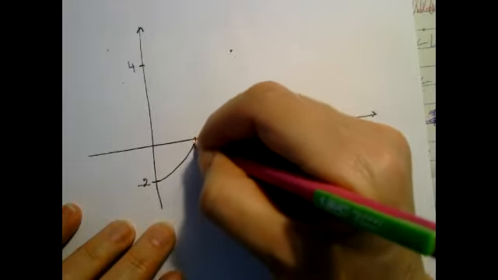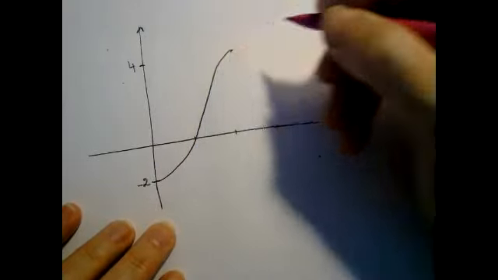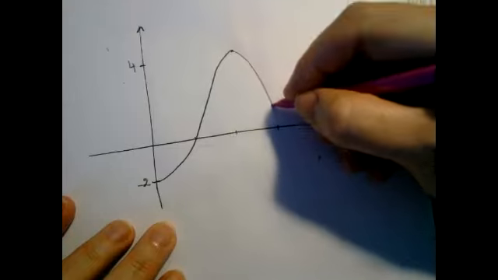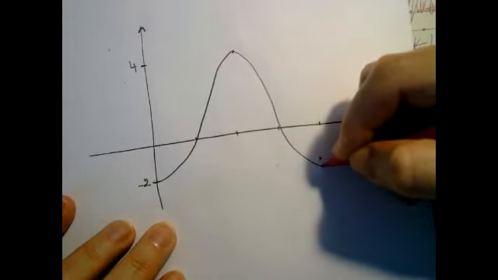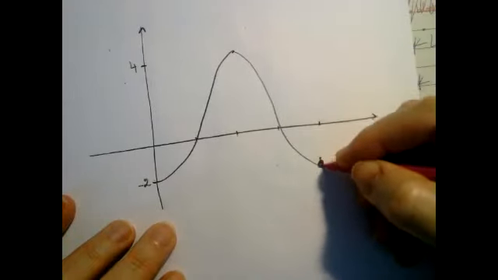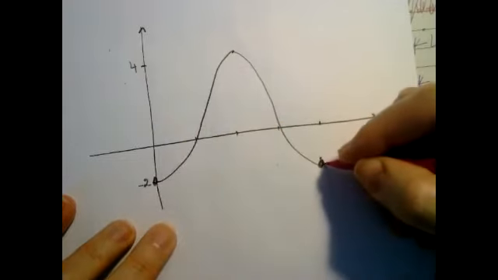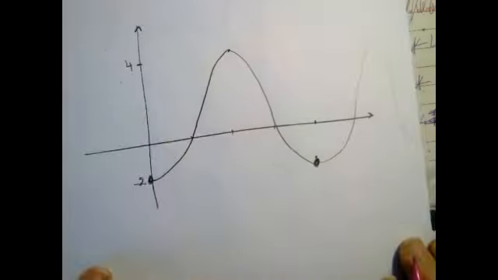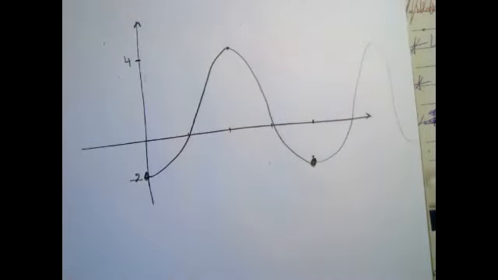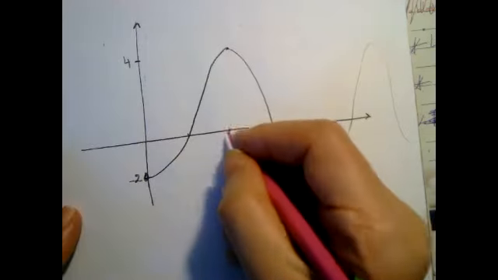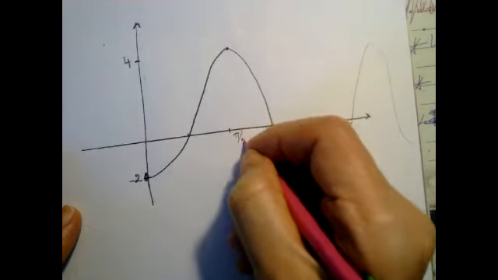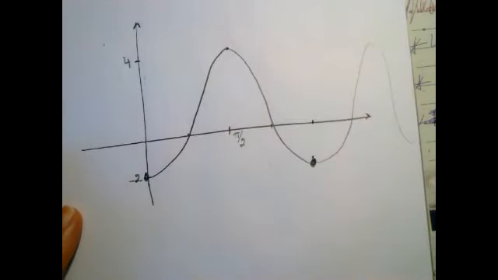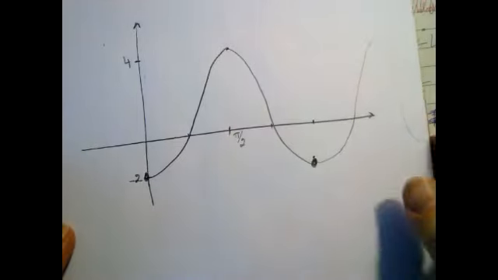Start at -2. It's going to go up to here, go down and down, and then it's going to continue exactly the same. That's the graph. Okay, we need to find a formula that fits the graph. And that's my pi over 2 right there.